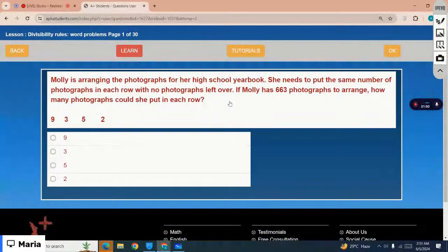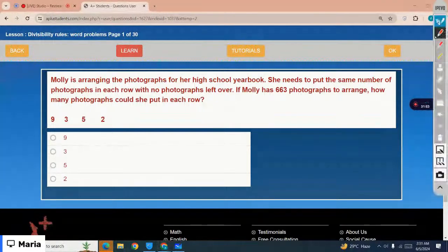You don't have to actually divide. You have to apply the divisibility rules. We did the divisibility rules lesson last week on Thursday. If you need more practice with the divisibility rules, you can go through the lesson, right? 663. Let's start with the smallest number, 2. You cannot divide 663 by 2. Why? Because if the ones digit is 0, 2, 4, 6, or 8, you can divide the number by 2. But here you have 3, which means you cannot divide this number by 2.